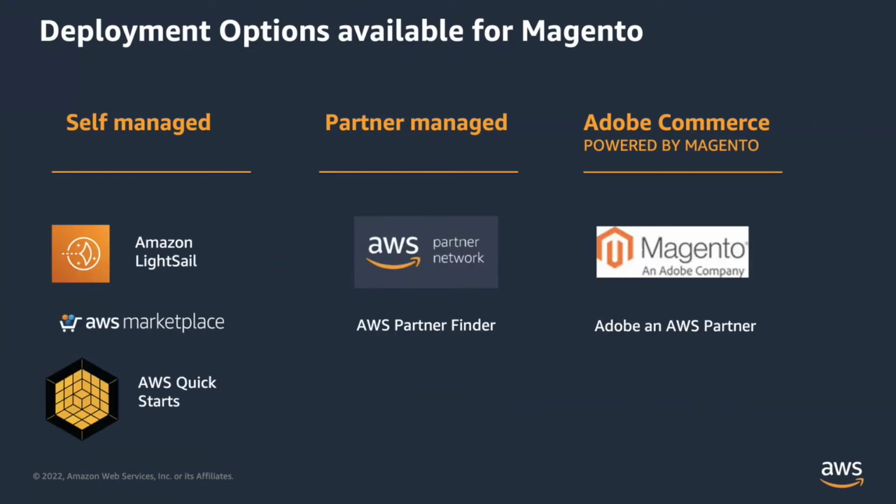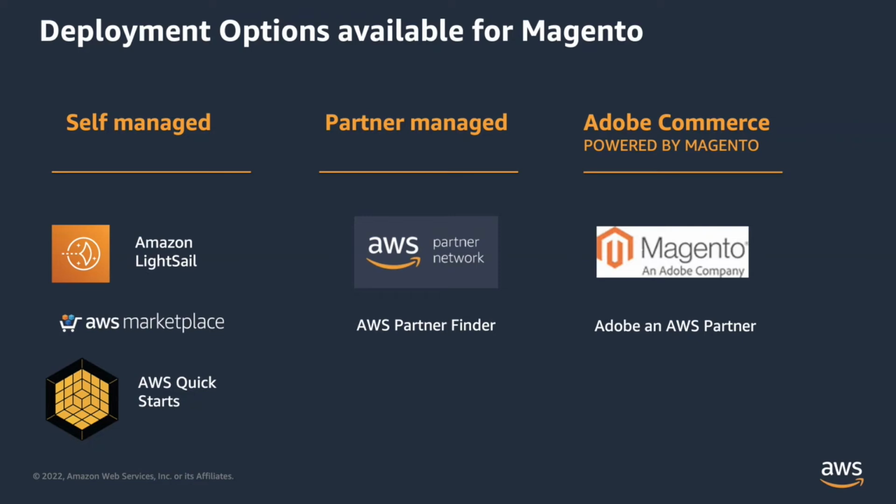So doubling down on the options that come with each of these deployment types. We have Amazon LightSail on the self-managed side, AWS Marketplace and AWS Quick Starts. Then partner managed, we have the AWS Partner Finder. And then lastly, we also have Adobe, which is another AWS partner.